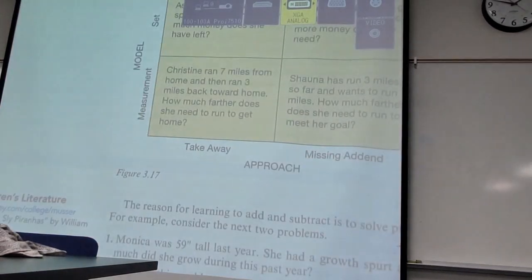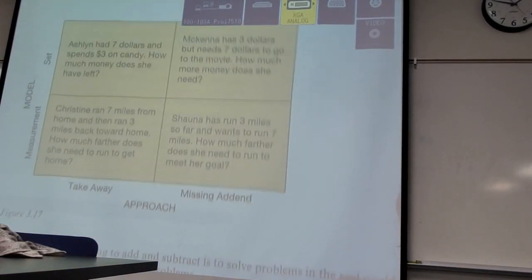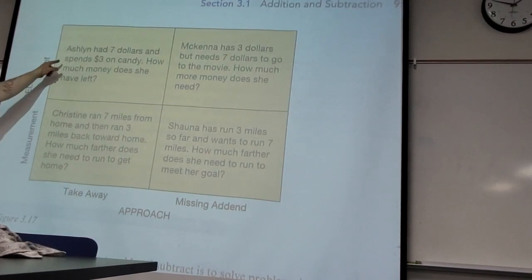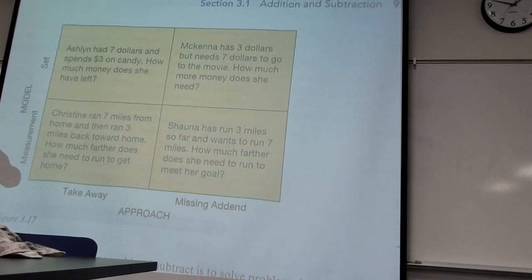All right, so this up here hopefully makes sense. There it is. So they kind of give us a little matrix. The set model takeaway. So let's see. Ashlyn had $7 and spends $3 on candy. So somebody physically took $3 away from her and gave her some candy, right? Okay. So that's the takeaway approach.